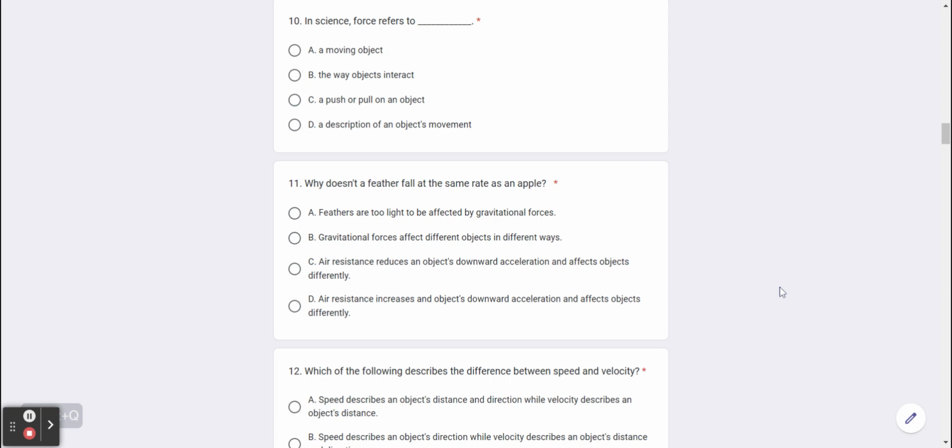10, in science, force refers to A, a moving object, B, the way the objects interact, C, a push or pull of an object, D, a description of an object's movement. 11, why doesn't a feather fall at the same rate as an apple? A, feathers are too light to be affected by gravitational forces. B, gravitational forces affect different objects in different ways. C, air resistance reduces an object's downward acceleration and affects objects differently. D, air resistance increases an object's downward acceleration and affects objects differently.